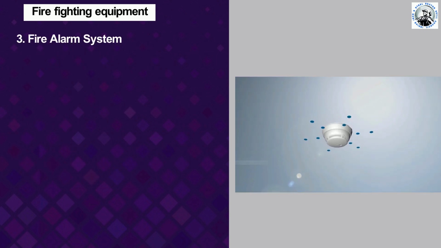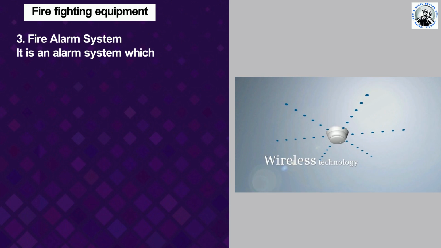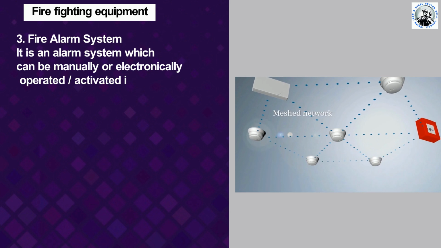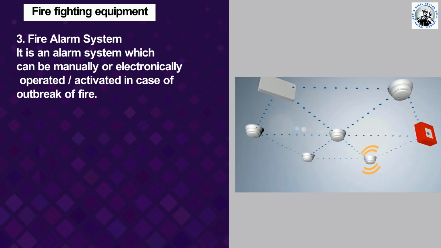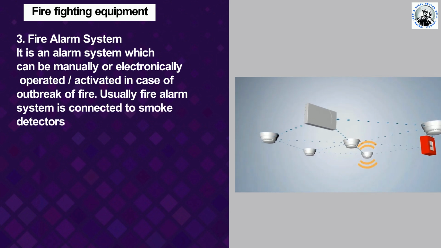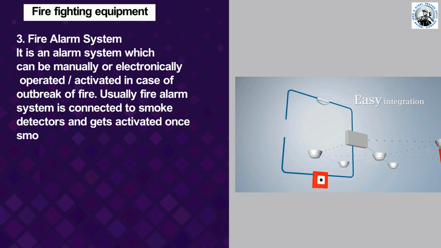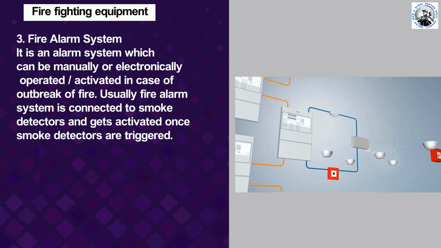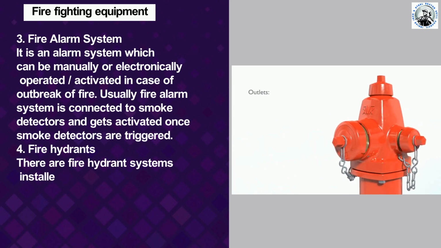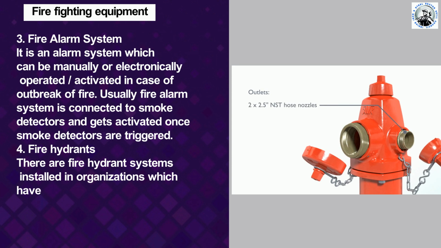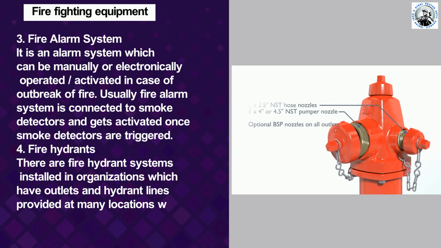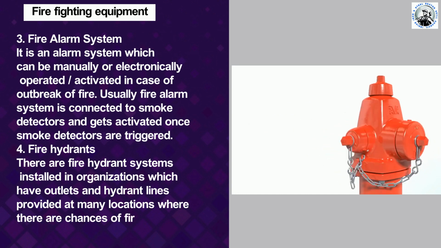Fire alarm system. It is an alarm system which can be manually or electronically operated or activated in case of outbreak of fire. Usually, fire alarm system is connected to smoke detectors and gets activated once smoke detectors are triggered. Fire hydrants. There are fire hydrant systems installed in organizations which have outlets and hydrant lines provided at many locations where there are chances of fire hazard.